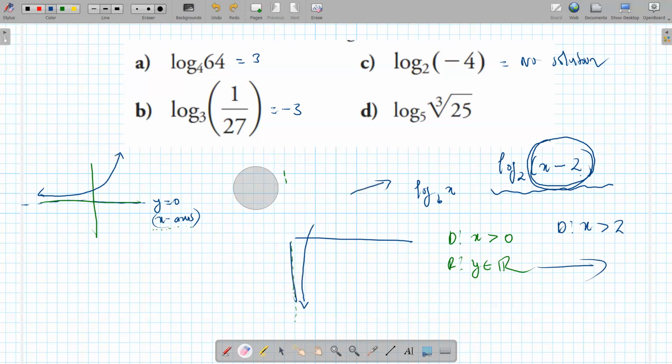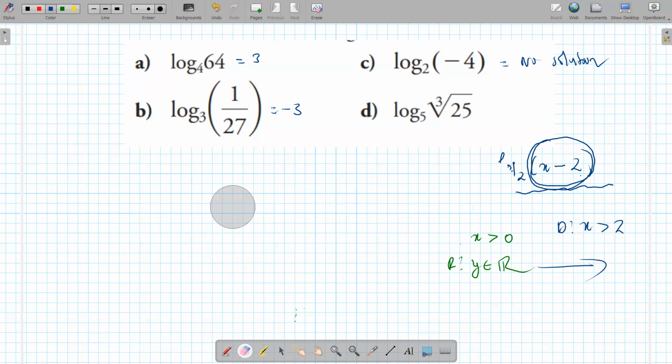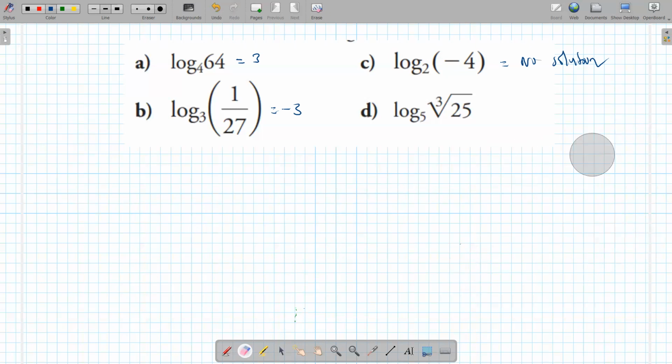Let's do D. D is slightly trickier, but it's just 2 steps as well. So let's say the answer to this is x. We don't know what that is, but 5 to the power of x is the cube root of 25. How do you go about solving this for x? Can we write the right side in terms of 5 to the power of something?